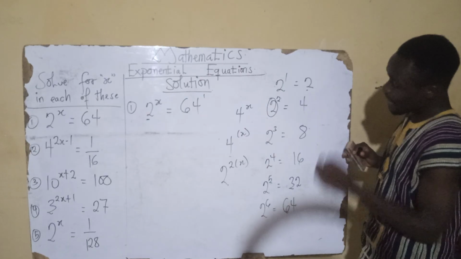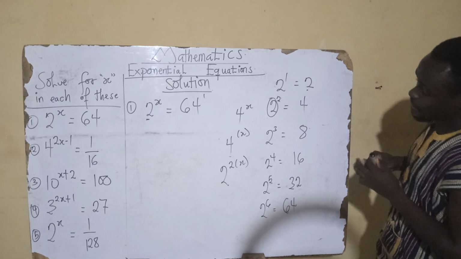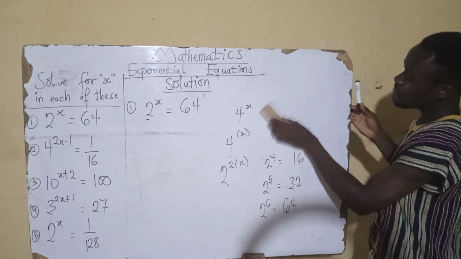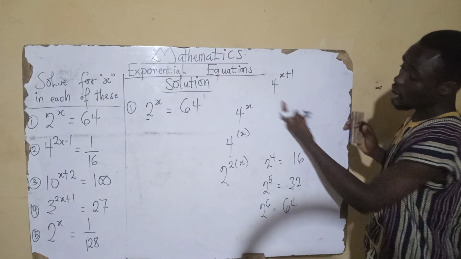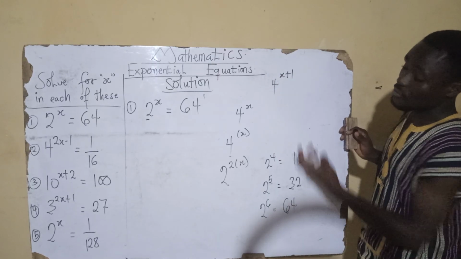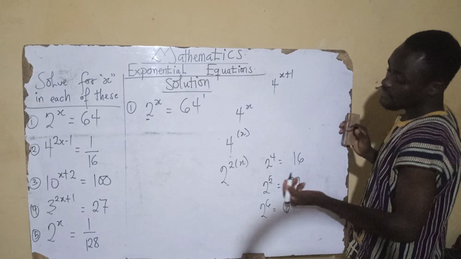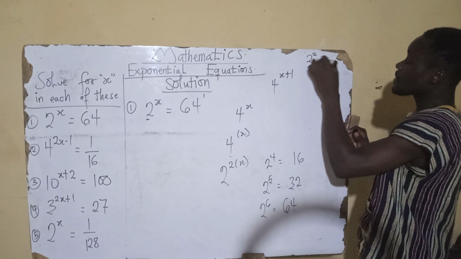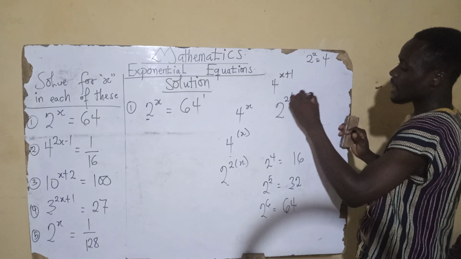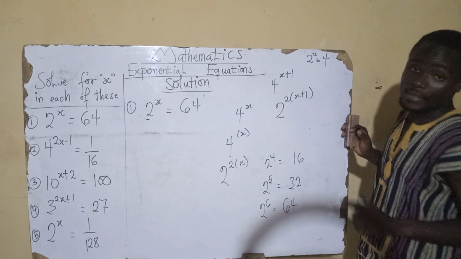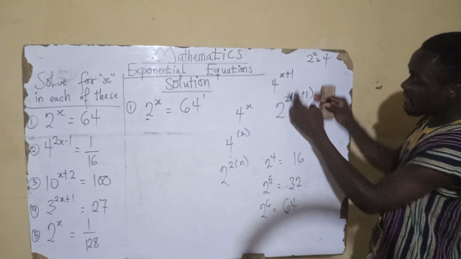In the same manner, if I have something like this, 4 power x plus 1, and I want to change the base 4 to become base 2, then have it in mind that 2 power 2 gives me what? 4. So I can rewrite this one as 2 power 2 multiplying the power. It is multiplying everything. So the new exponent is going to multiply everything. That is why I've placed it in a bracket.